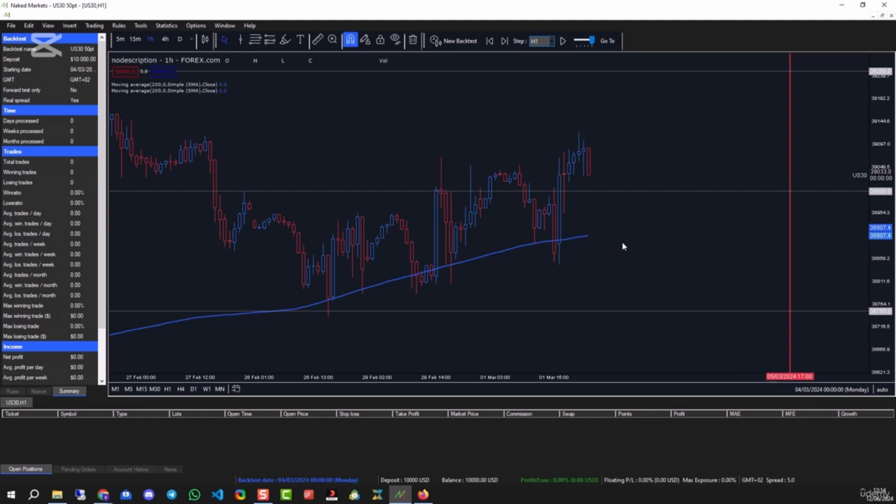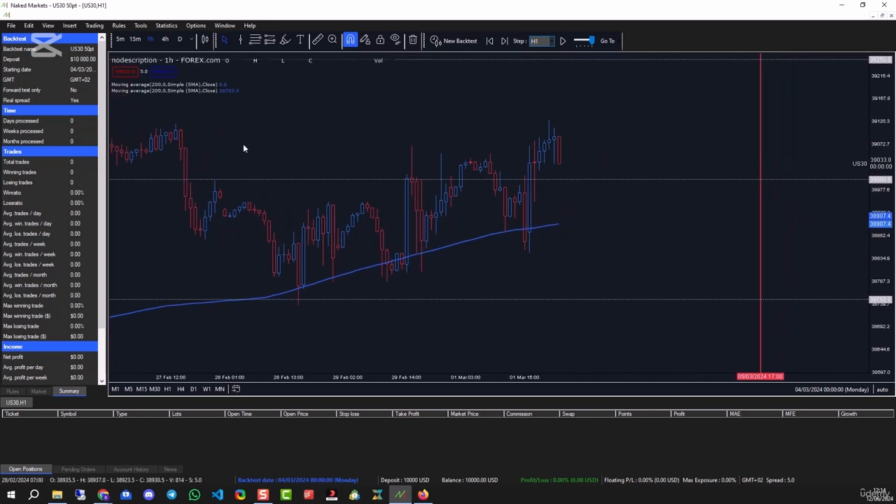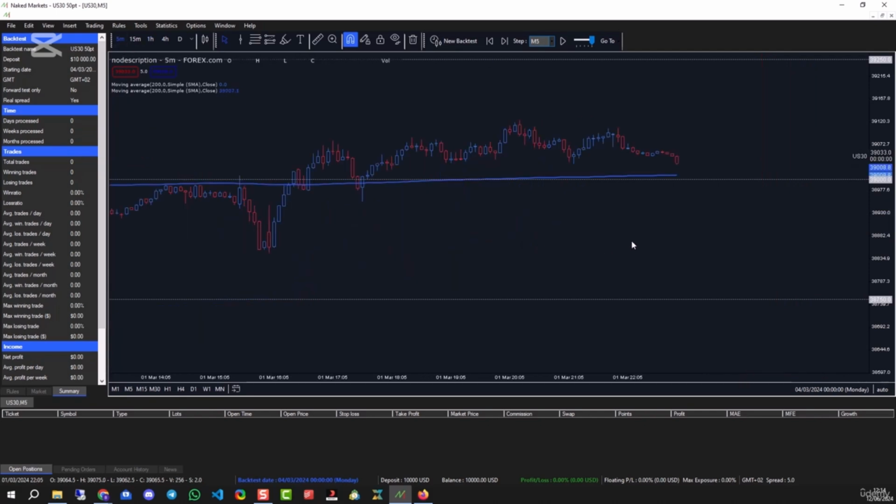So this is my bias. My bias is to sell. I am going to sell at least until I'm convinced on the 1 hour that I was wrong and it's going to go the other way. So for now, I'm looking for sell trades. Let me drop down to the 5 minute.